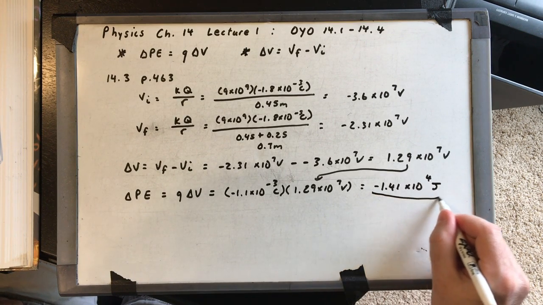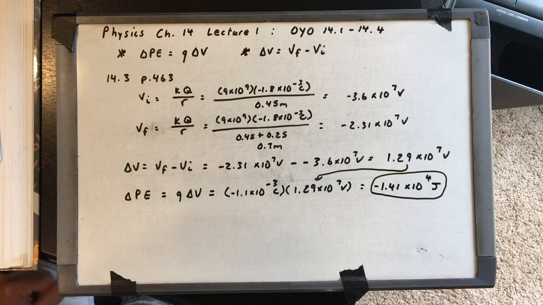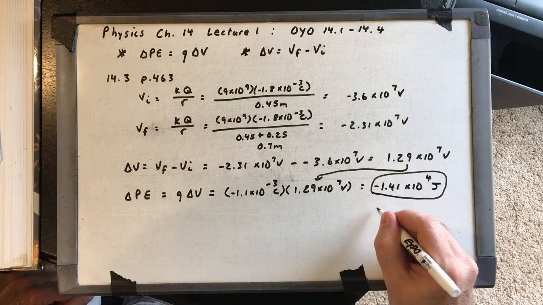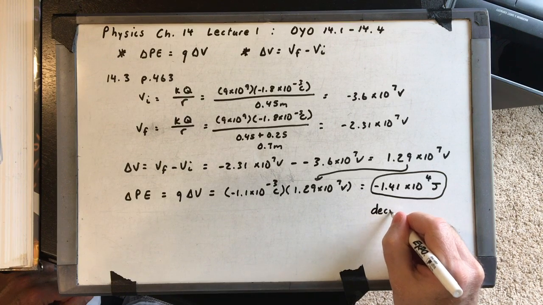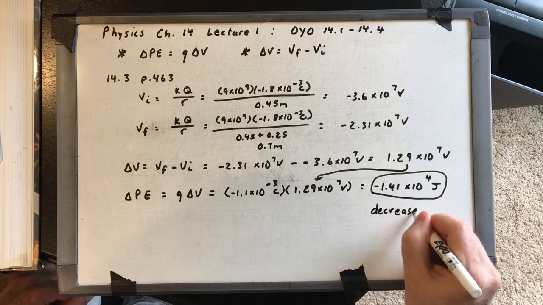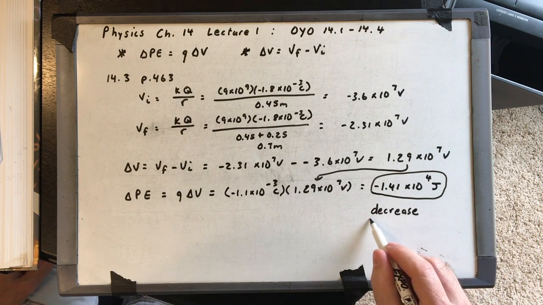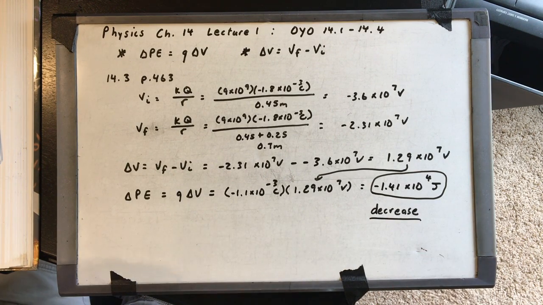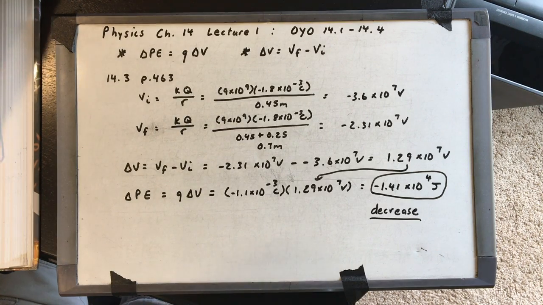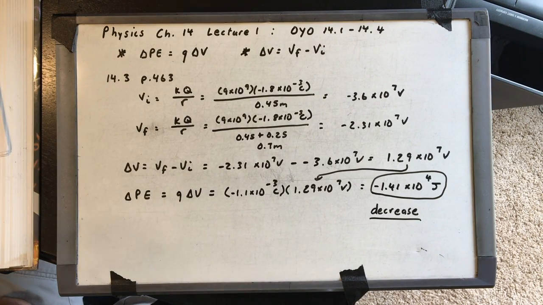So that's the answer on the change of potential energy. Did it increase or decrease? Well, it's negative, so it decreases. And that means kinetic energy increases by that amount, but the potential energy decreases by 1.41 times 10 to the 4th joules. All right, that's 14.3. If you need to pause the video and continue writing, go ahead.